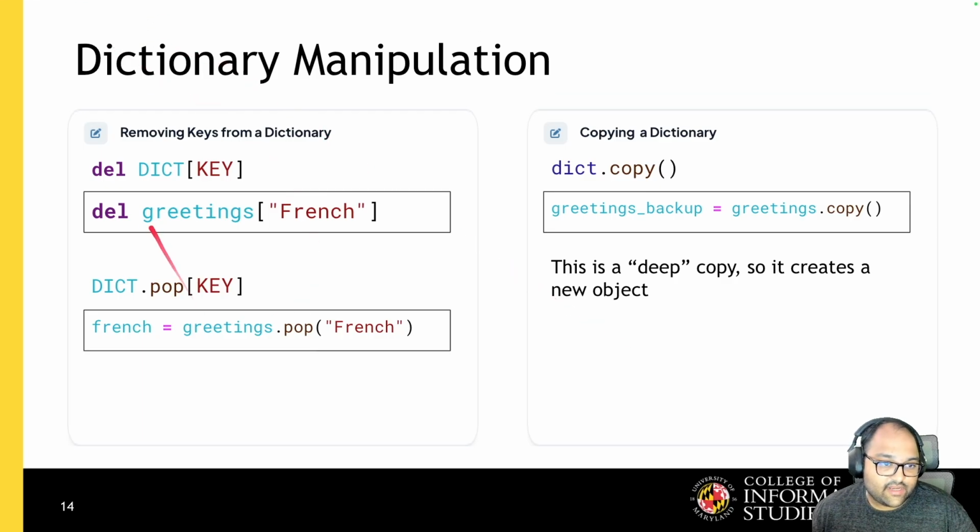And then you can actually manipulate dictionaries very easily. So you can do a delete dictionary at key, so that'll delete French, or dict.pop will pop out French. It's the same thing effectively, no fundamental difference. And then to copy a dictionary, you'd have to do a dict.copy, right? So this is a deep copy, so it creates a new object, right? So that you don't actually reference the whole dictionary object.